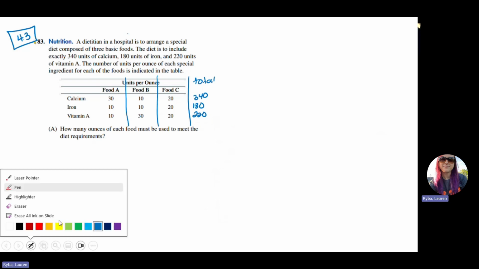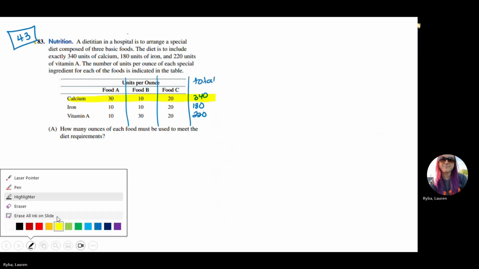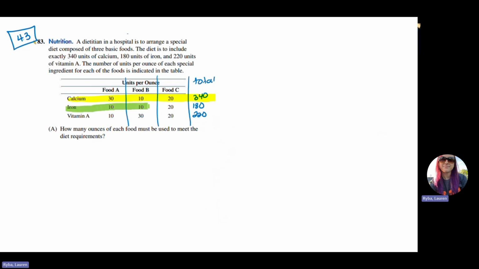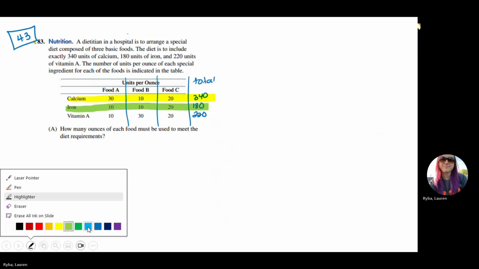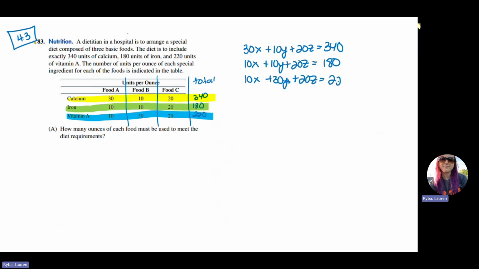Wherever your total is, that creates where your equals is. So this is equation 1. This is equation 2. And this is equation 3. So I have 30x, 10y, 20z equals 340. 10x, 10y, 20z equals 180. 10x, 30y, 20z equals 220.